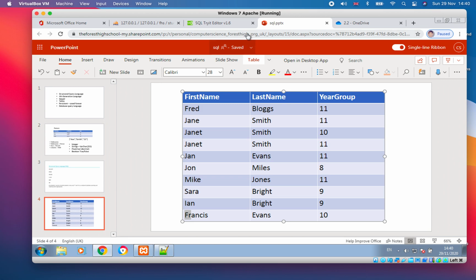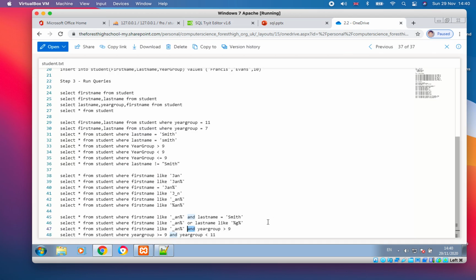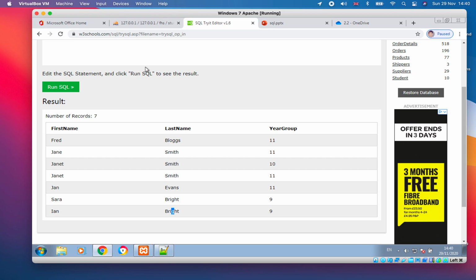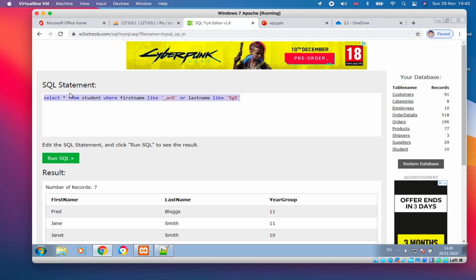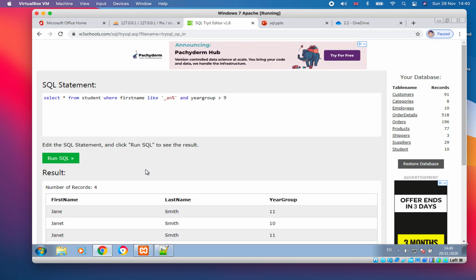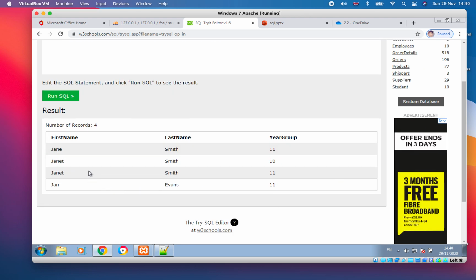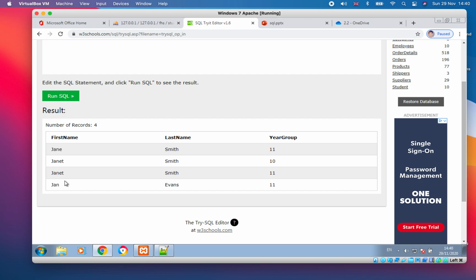So let's take a look at that query. You can see they're getting really hard to understand and work out. So it's going to take a fair bit of practice using wildcards. But to be fair, this is the hardest it's going to be. So there you go. And we've got Jane, Janet, Jan, and no Ian, because Ian wasn't greater than 9.